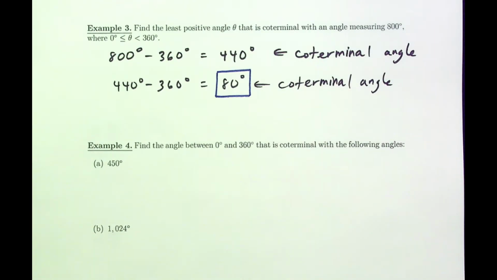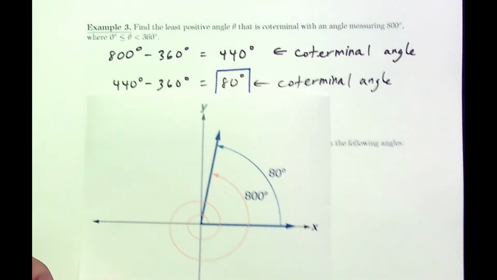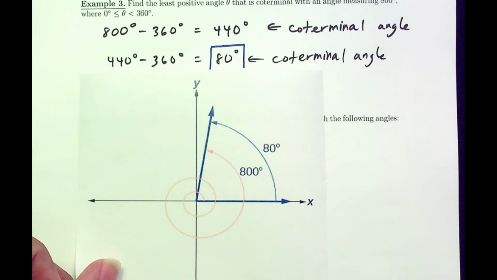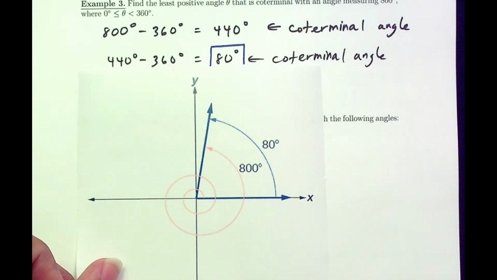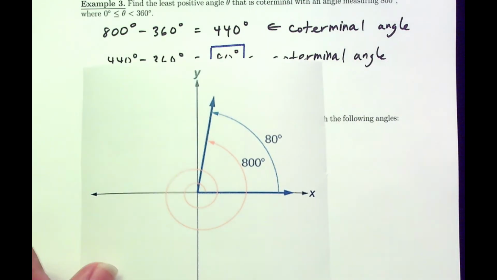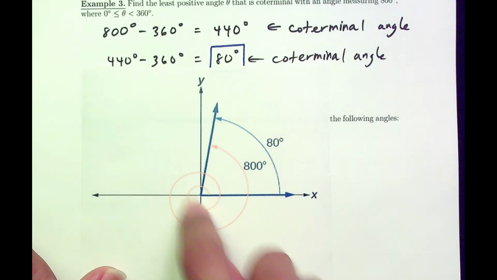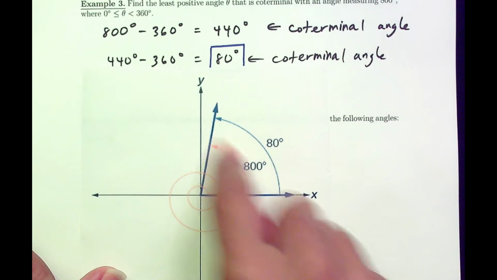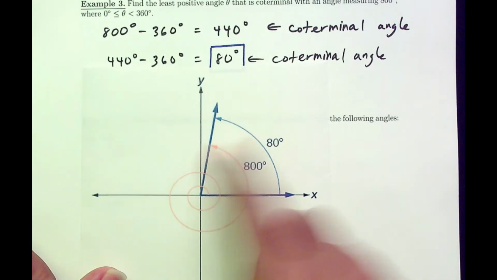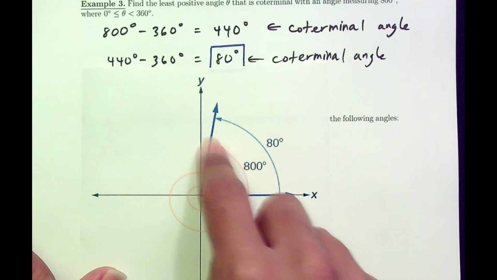Picture of what that looks like. So our original angle was 800 degrees, and that's a number that is bigger than 360, so that means you go more than one revolution. In this case, you go 2, so you start here 1, 2, and then some leftover, and the leftover is 80. So if you just only do the leftover part, which is the 80, you end up in the same spot as 800.